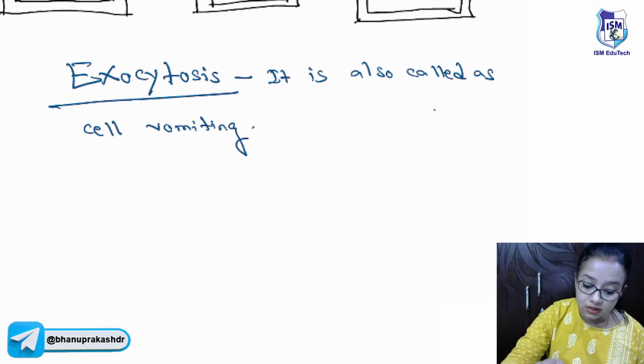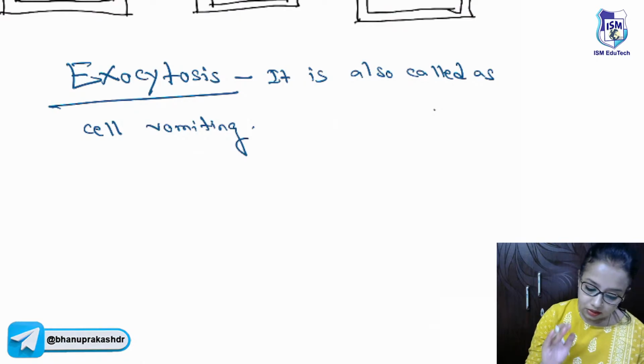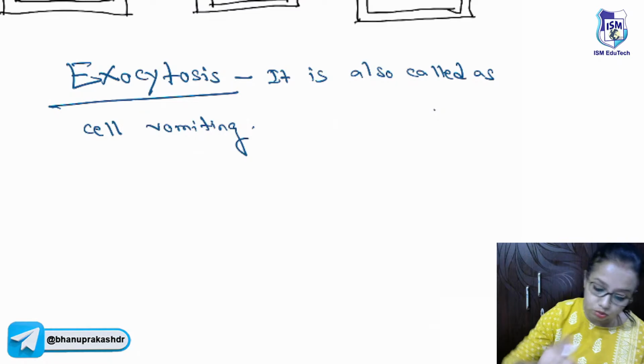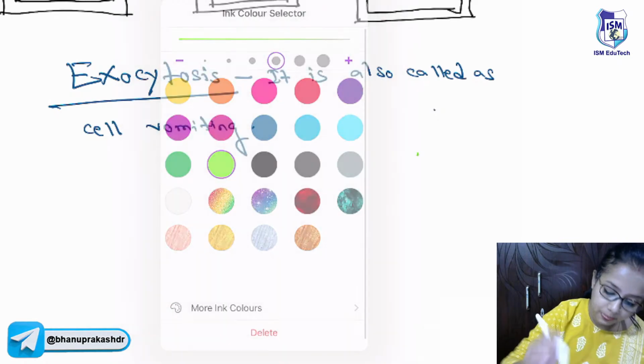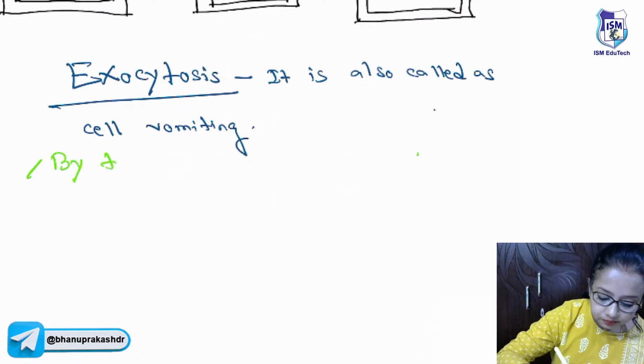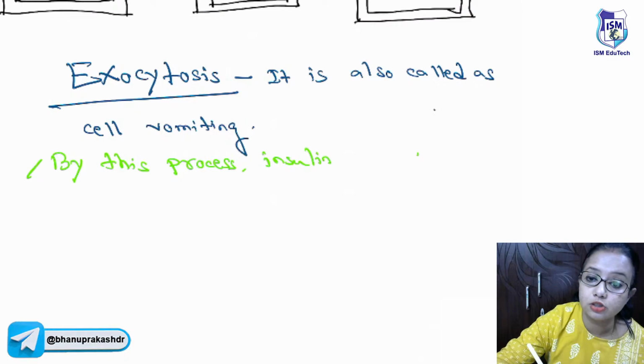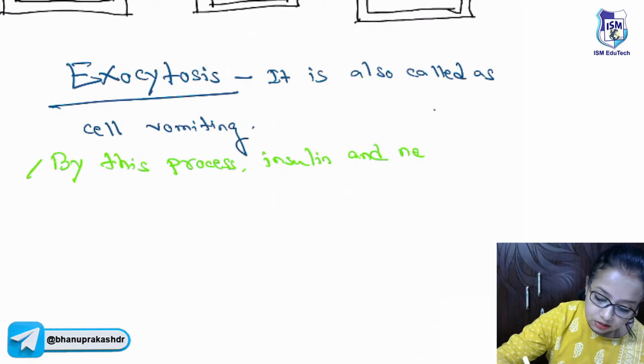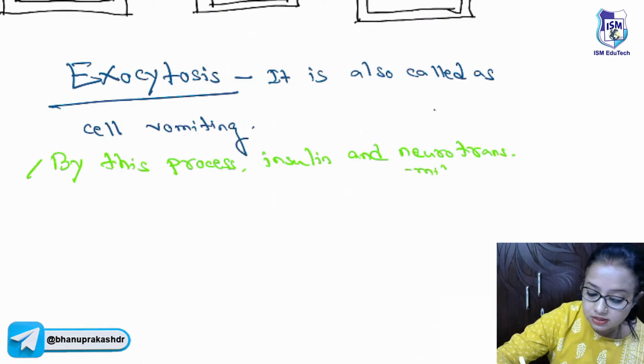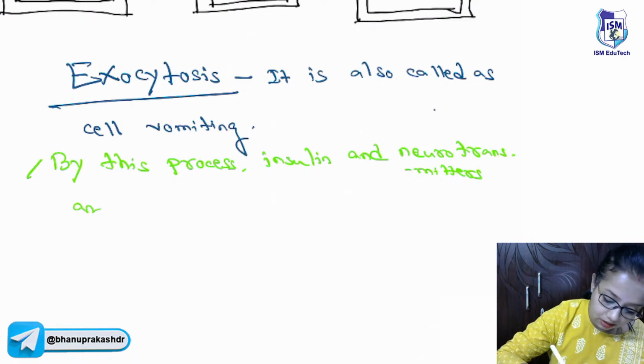The most important thing to remember in case of exocytosis is that by this process, insulin, the very important biological hormone, and neurotransmitters are secreted.